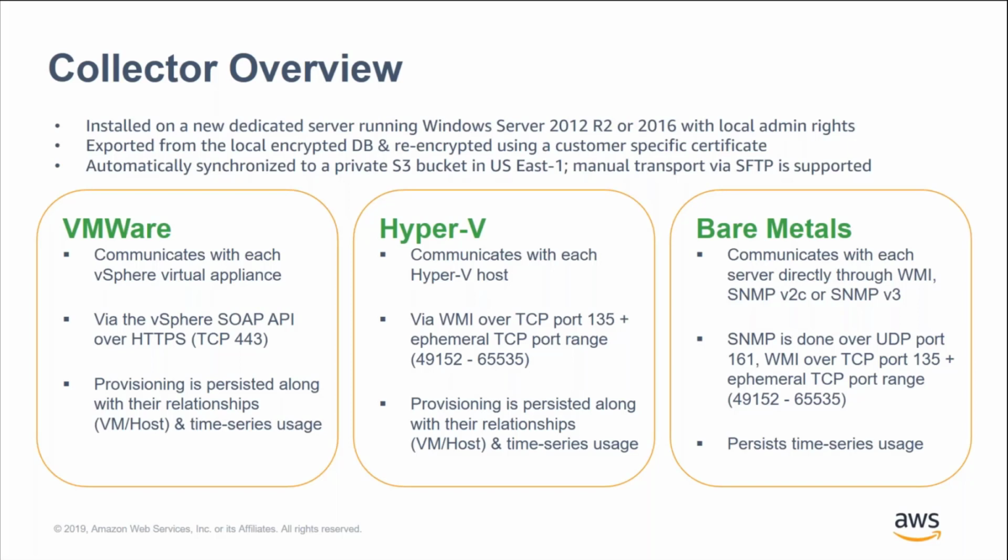When we look at VMware, we communicate with each vSphere virtual appliance, leveraging the vSphere API. Provisioning information is persistent along with our host-to-guest relationship and time series usage. When it comes to Hyper-V, we communicate with each Hyper-V host. We do this via the WMI protocol, and like VMware, provisioning information is persistent along with our host-to-guest relationship and time series usage. For bare metal devices, we use either WMI, SNMP v2c, or SNMP v3. This allows us to retrieve the time series utilization data that we really want.